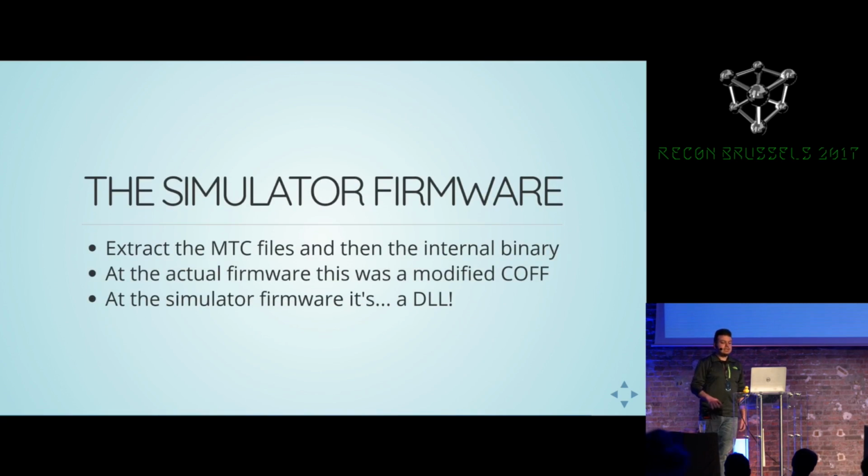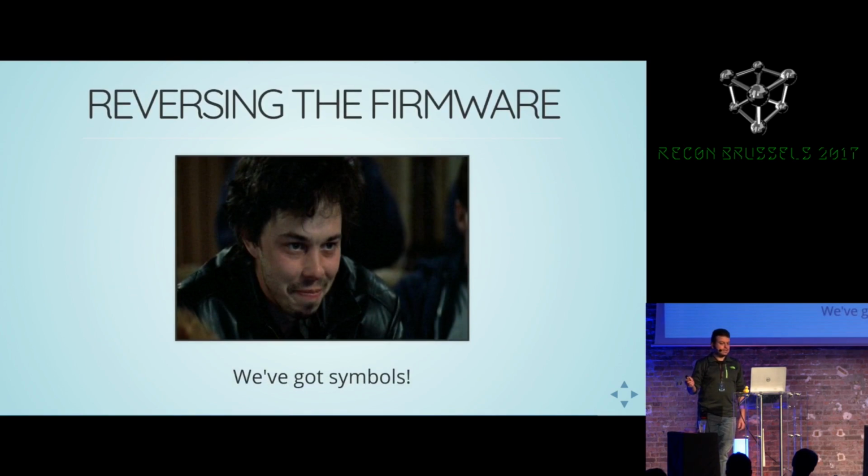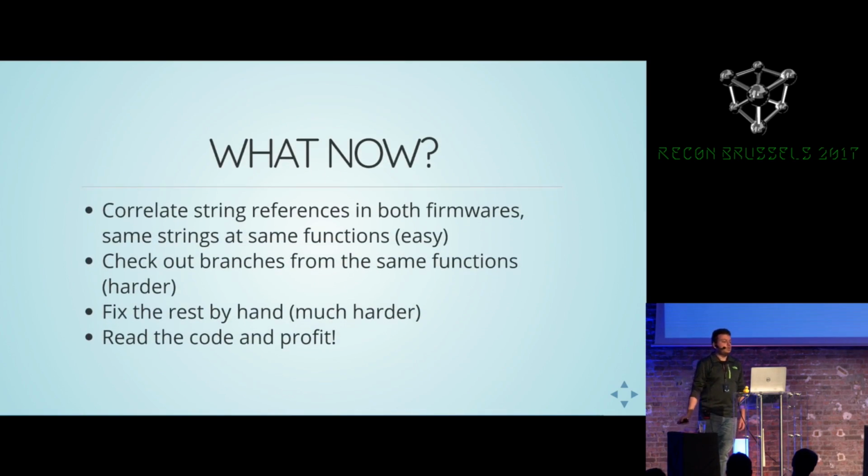We use exactly the same tools to extract the internal binary, and this time it's a DLL, so we've got symbols. What can we do? We correlate string references in both firmwares. The same strings should be referenced by the same functions. This is pretty easy to complete. Then we check out branches. Same functions should branch to the same functions. The rest will be fixed by hand, and we can read the code and profit.